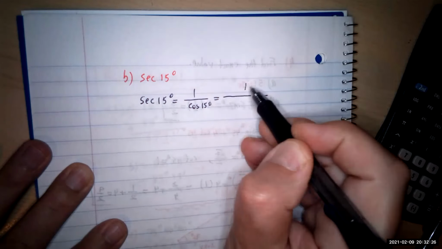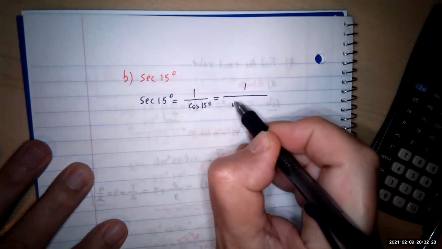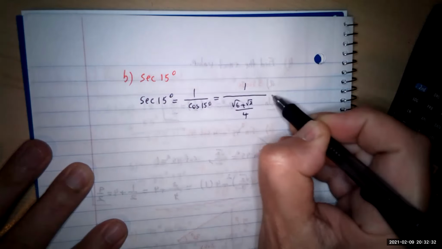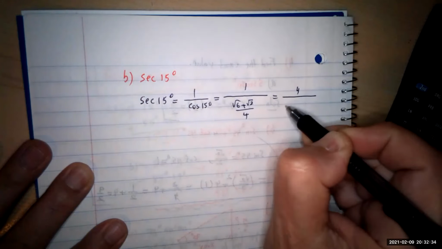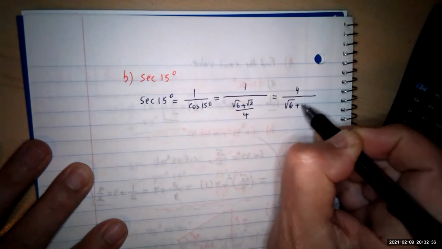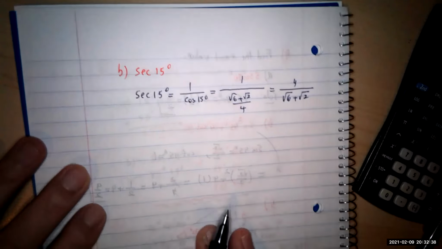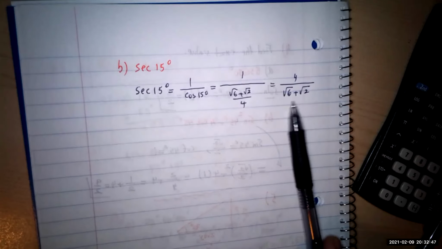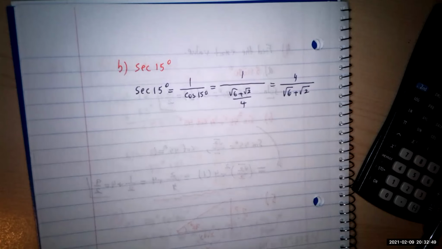Yes, I'll show you. It's radical 6 plus radical 2 over 4. So that gives you 4 over radical 6 plus radical 2. You're not done, because they ask you for the exact value, and you cannot stay with the radical in the denominator. You have to rationalize it.